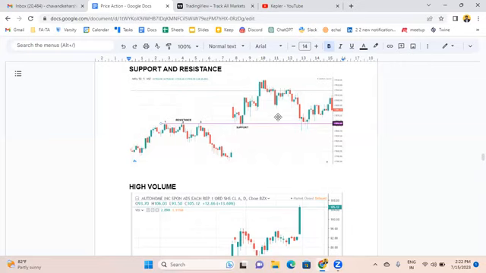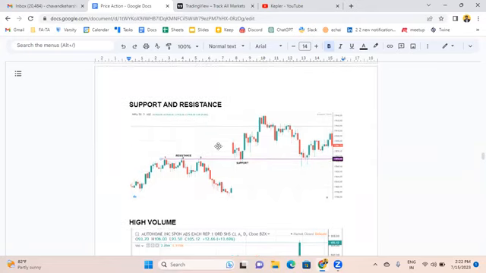Or we can conclude that support levels are the levels where buyers overpower sellers, and resistance is the zone where sellers overpower buyers. So this is the basic structure. You can see this is resistance 1, 2, 3. Price has respected the resistance level 1, 2, 3.